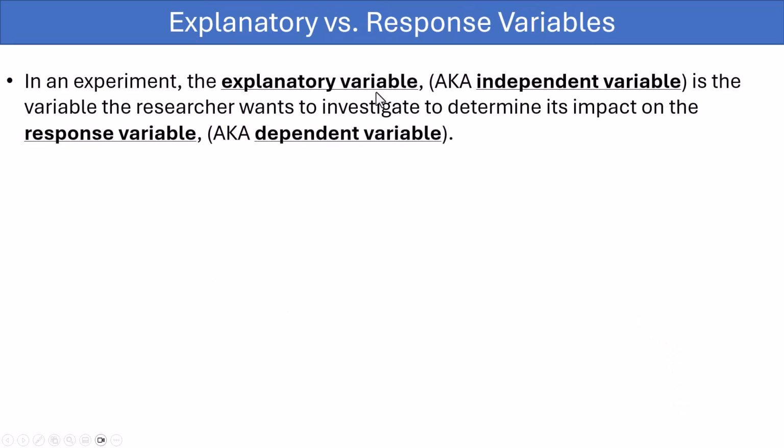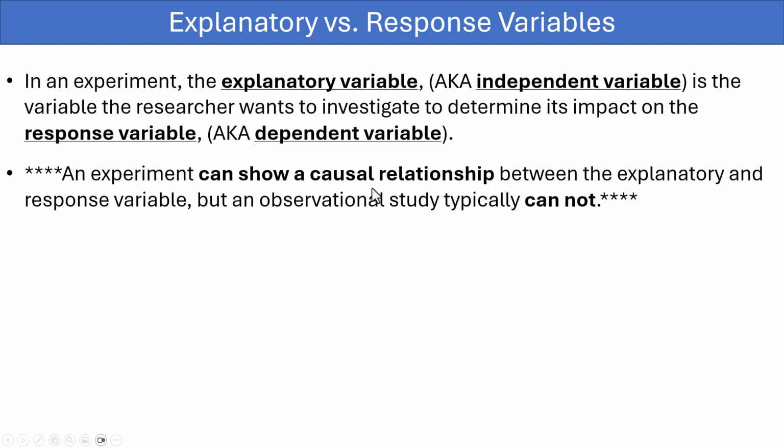In an experiment, the explanatory variable, aka the independent variable, is the variable the researcher would like to investigate to determine its impact on the response variable, aka the dependent variable. For the experiments we discuss in this class, typically the explanatory variable will be categorical, and the response variable will be quantitative. An experiment can show a causal relationship between the explanatory and response variable, but an observational study typically cannot. The reason is, in an experiment, we are randomly assigning individuals to the different treatment groups, and therefore that can eliminate the problem of lurking variables.